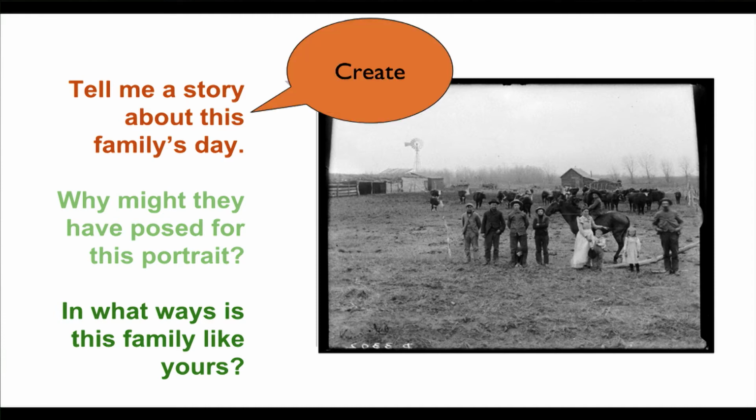This first question, tell me a story about this family's day, asks students to imagine what might have happened for the family on the day of the photo. This is the highest level of higher order thinking, according to Bloom. It pushes students to think from the family's perspective, because history is really about understanding the plight of other human beings throughout time.